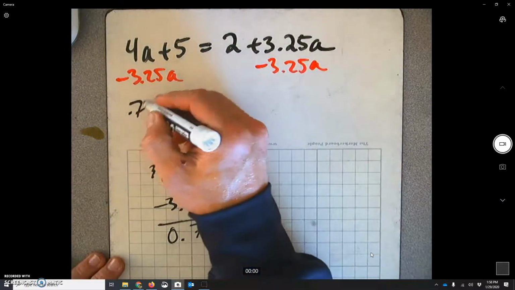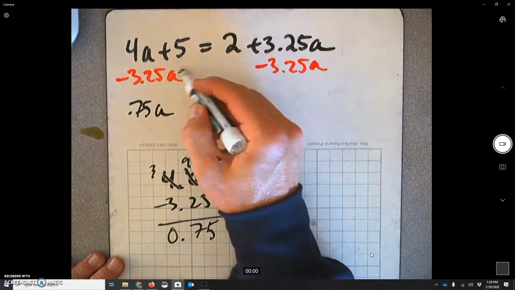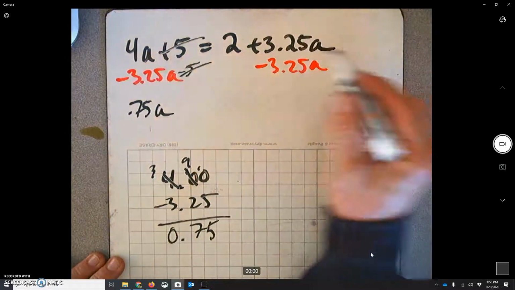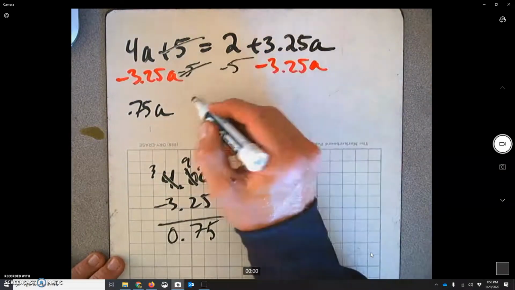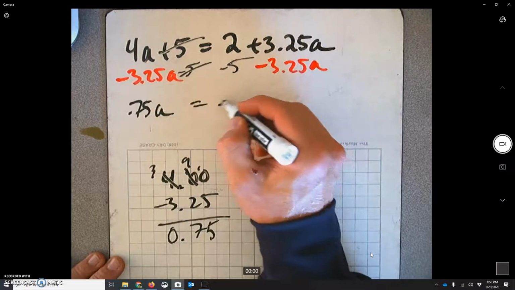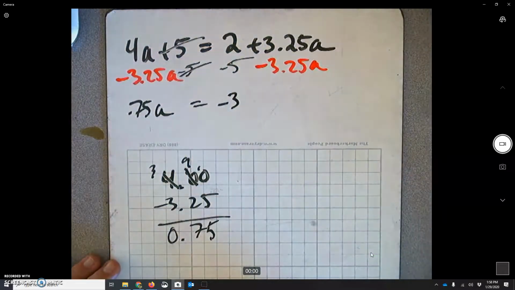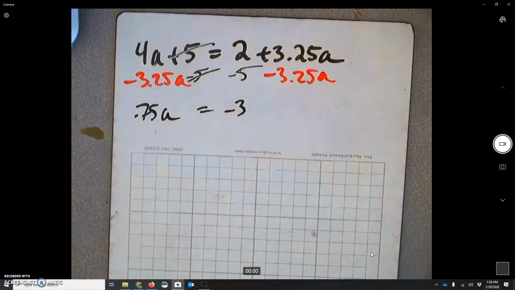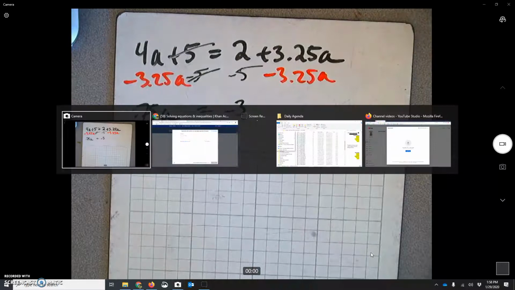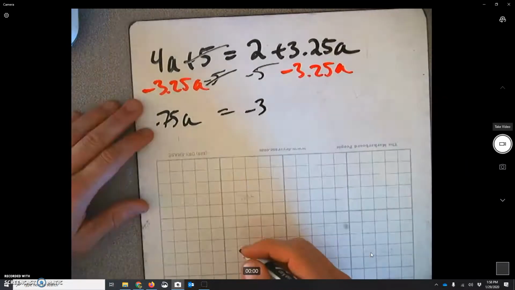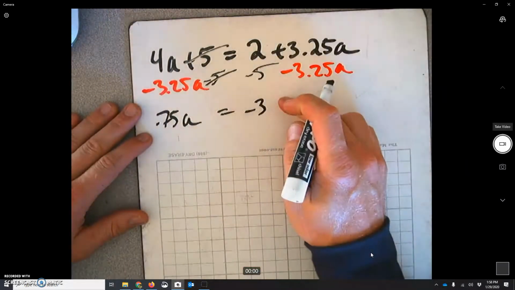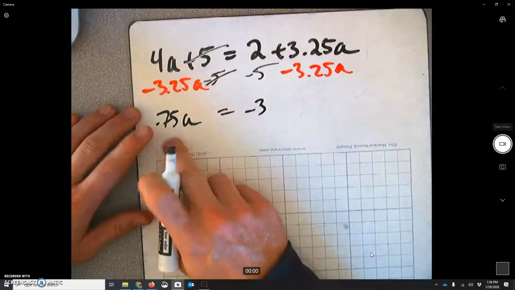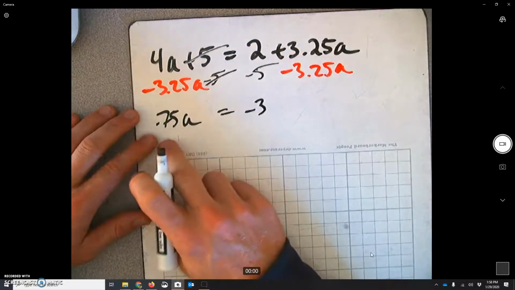So 0.75a. We're subtracting 5 from both sides. Subtract 5. So 2 minus 5 is equal to -3. Now, how do we get rid of that 0.75? Oops, I don't know why I'm doing that. So we can divide by 0.75 and do -3 divided by 0.75. Or we could change this into a fraction. Okay, I'm going to change it into a fraction so we know how to do that.